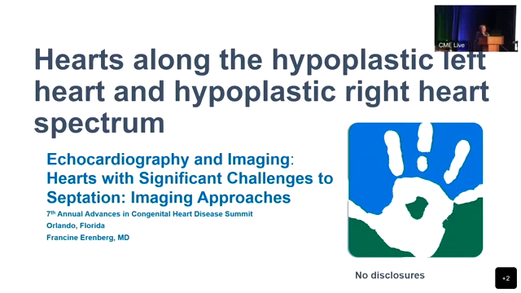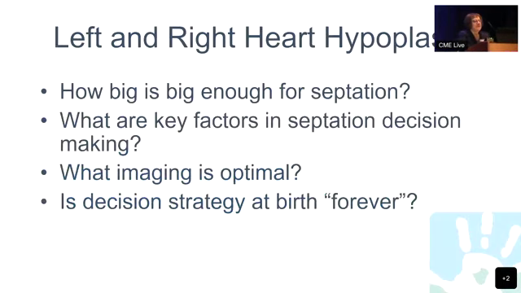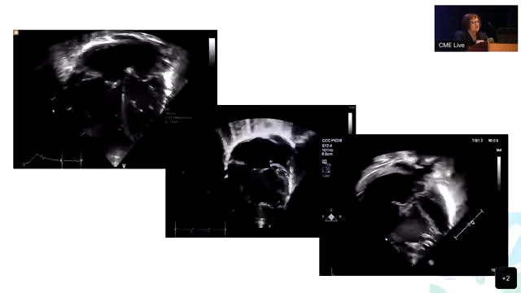So I'll talk about hearts along the hypoplastic left and right heart spectrum because it's a big topic. I'll focus a little more on the left heart. So these are the questions that I think about when we think about hearts that have some degree of hypoplasia. How big is big enough for septation? What are the key factors in septation decision-making? What imaging is optimal for these patients? And is the decision strategy that we make at birth forever?